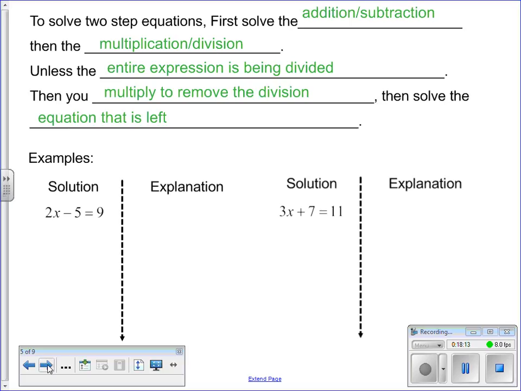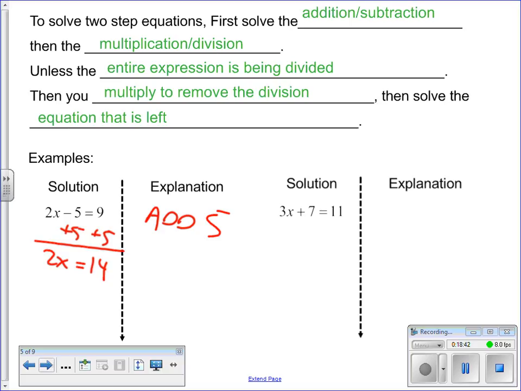So, first I'm going to take care of the addition and subtraction. So what is my first step in this problem? Add 5. Add the 5. So my first step, add 5. And I do want you to write it down. So I add 5 to both sides of the equation, just like I did before. The 5's cancel, and I get 2x equals 5 plus 9 is 14.